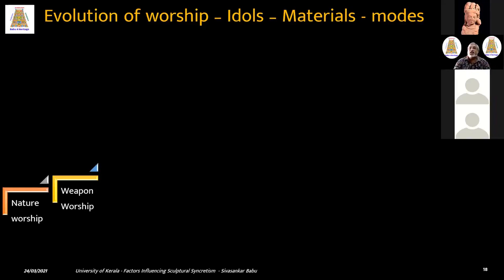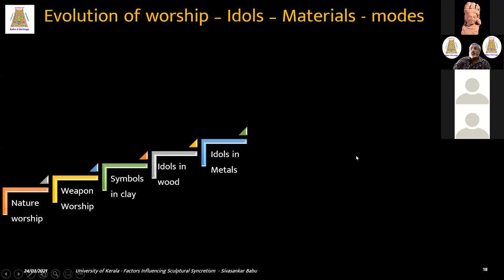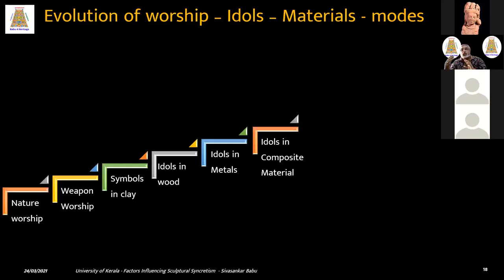Later on, the symbols of nature and God started appearing in clay and easily manageable material. They were the worshipping element, and later it moved into wood. Once he got skill in melting material, idols started appearing in metal, and then in composite material, ivory and other things. Once they started developing construction technology using sand and mortar, they were able to make bigger idols using composite materials.